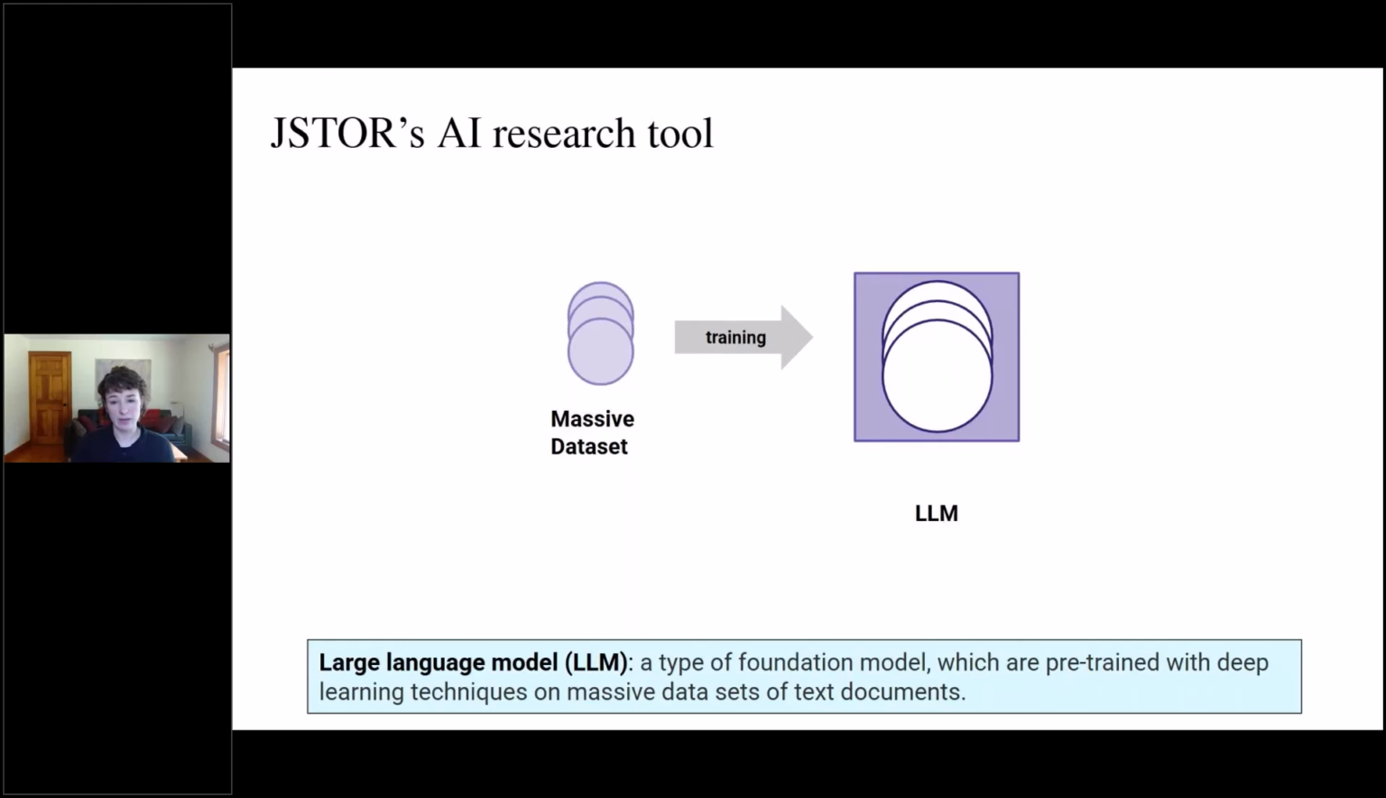So an LLM, or a large language model by definition, is trained on massive data sets of text documents using deep learning techniques. In some cases, the input is most of the content of the public internet, and then it processes that data to do other tasks.